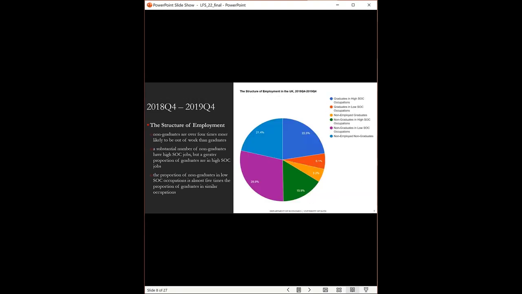Now, for the period before the pandemic, we did a small analysis on the data set. And this pie chart here shows us that non-graduates are more likely to be out of work than graduates. And the pie chart also shows that there's a substantial number of non-graduates who have high SOC jobs, but there is an even greater proportion of graduates who have high SOC jobs. And in particular, we observe that there's a greater proportion of non-graduates in low SOC jobs than the number of graduates in low SOC jobs.